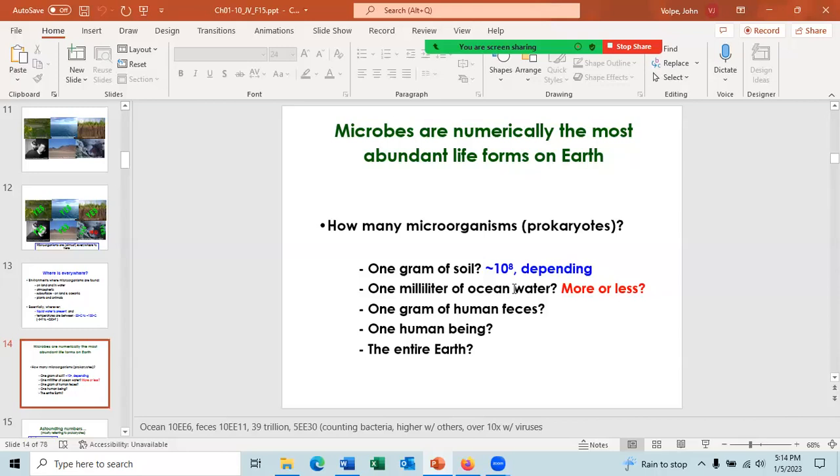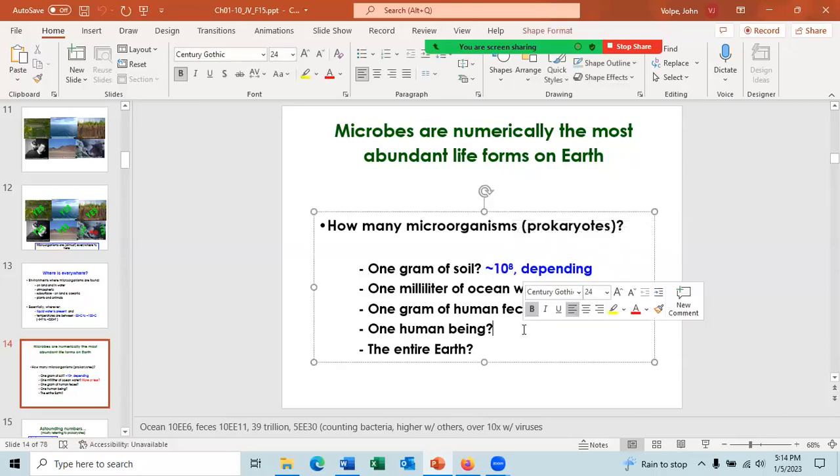How about in 1 gram of human feces? Do you find more or less than you find in 1 gram of soil? Would there be more because it's more nutrient dense? Yeah, there are generally more. And then on 1 human being, more or less? Yeah, you have more. And then the entire Earth, you have a lot more.